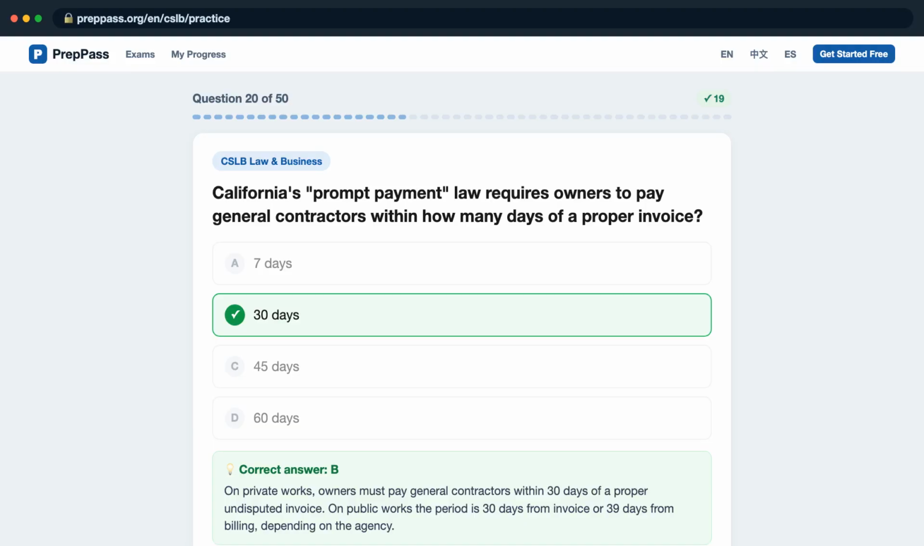On private works, owners must pay general contractors within 30 days of a proper undisputed invoice. On public works, the period is 30 days from invoice or 39 days from billing, depending on the agency.